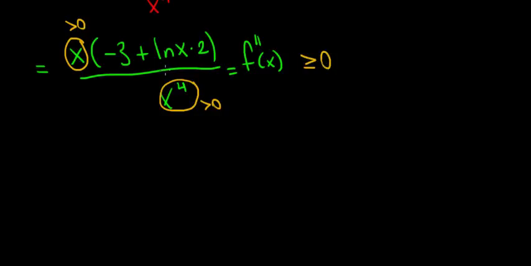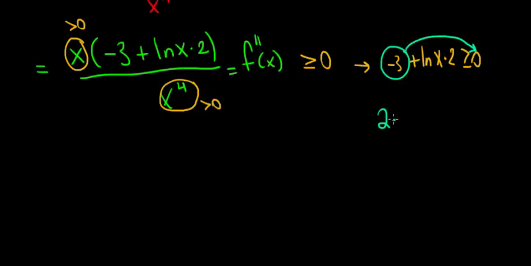Well, if these things are already greater than 0, it means we're left with this term over here to be positive. So we want minus 3 plus ln of x times 2 to be positive. Which means, if we do some math over here, let's take minus 3 to the other side. So we would have 2 times ln of x must be greater than or equal to 3. Which means that ln of x must be greater than or equal to 3 over 2.